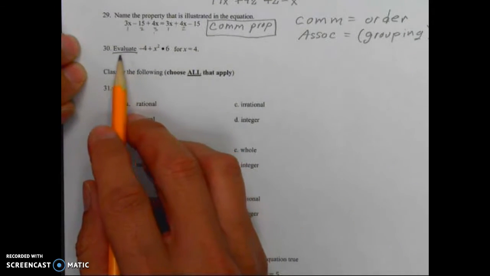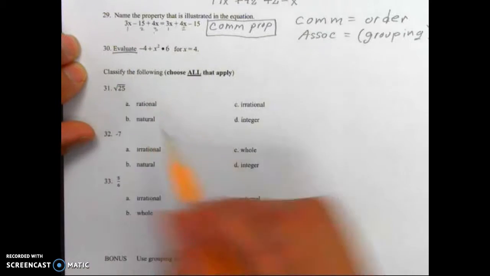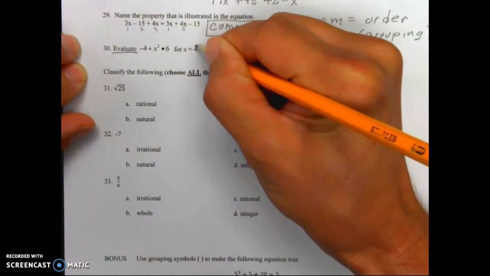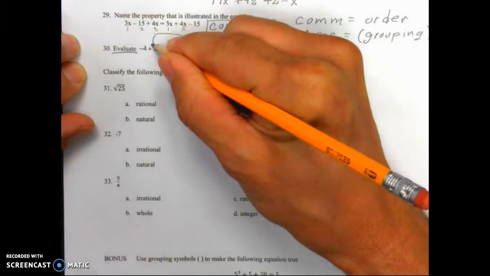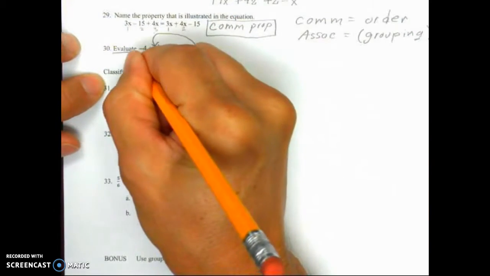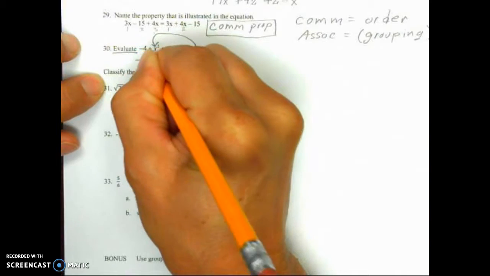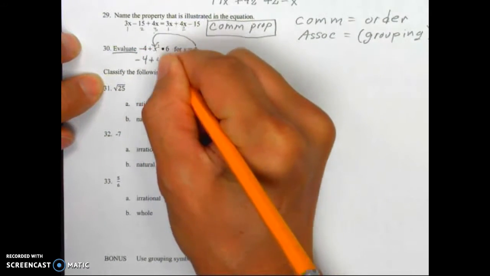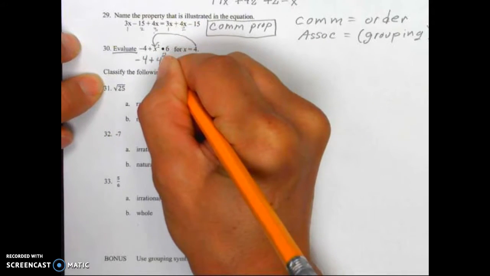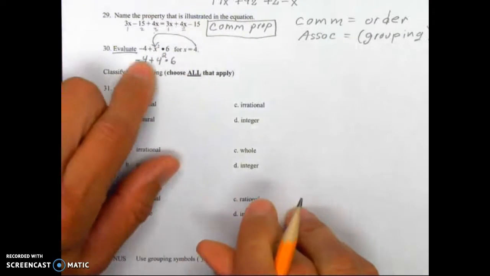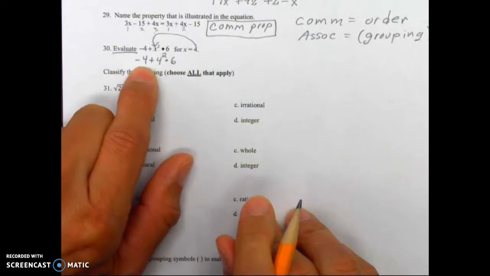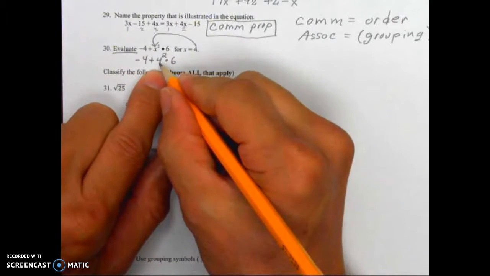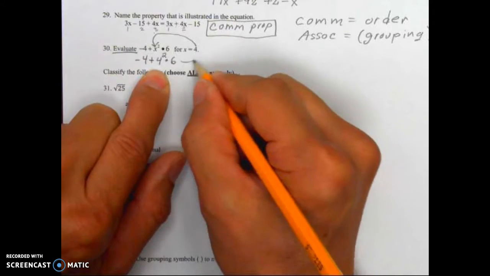So evaluate means substitute. So I'm going to take this 4, which says it's the same thing as x, and I'm going to put it in right there. So watch how I carefully write this down. -4 plus, put my 4, and I got to put the little 2 on it, times 6. Now this is also order of operations. All right, are there any parentheses? No, move on. Are there exponents? Yes. So I'm going to do the exponents first and move it over here.